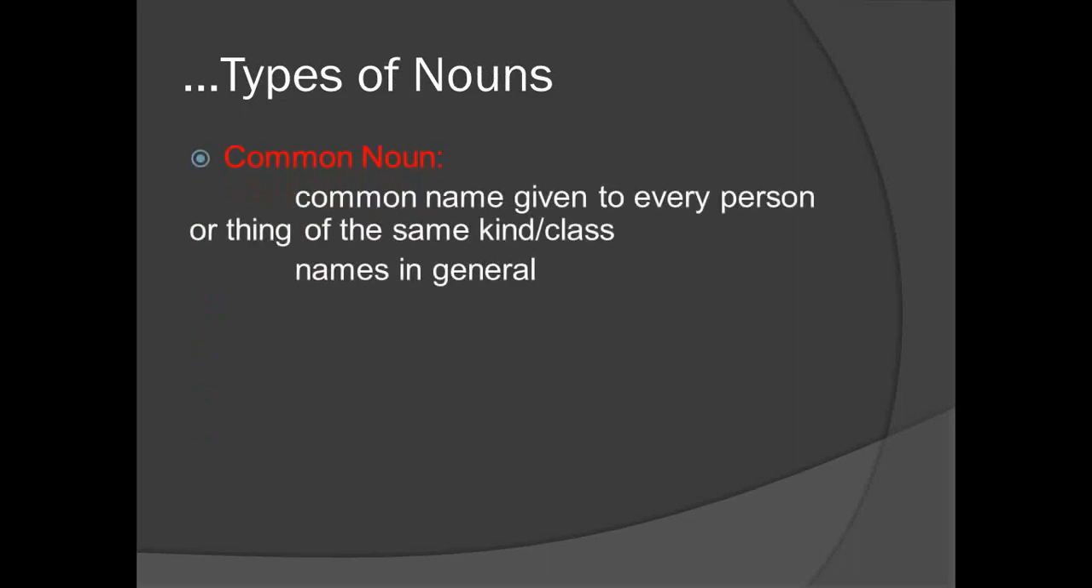We will begin with the common noun. A common noun is a common name given to every person or thing of the same kind or class. In other words, we can say that a common noun names somebody or something in general. For example, boy, city, cat, and mountain are common nouns.